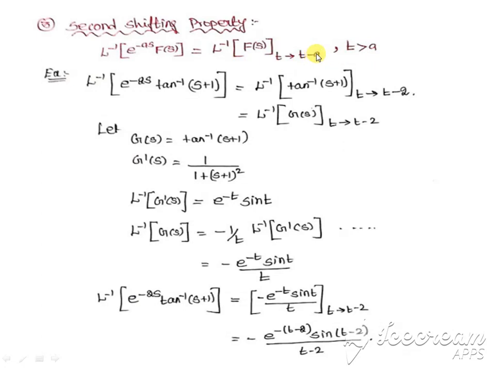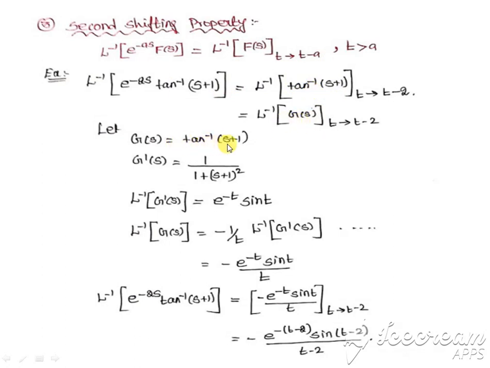t is greater than a. So here is one example: L inverse of e power minus 2s tan inverse of s plus 1. This is the shifting term, so instead of a we got 2. For that, t is replaced by t minus 2. First we need to find the inverse for this particular function, tan inverse of s plus 1. For solving this, we take this tan inverse of s plus 1 as g of s.